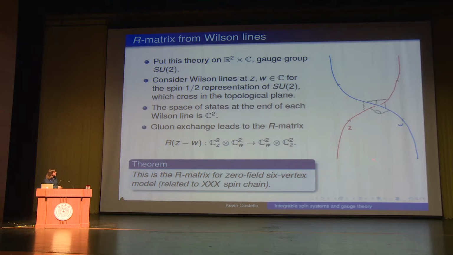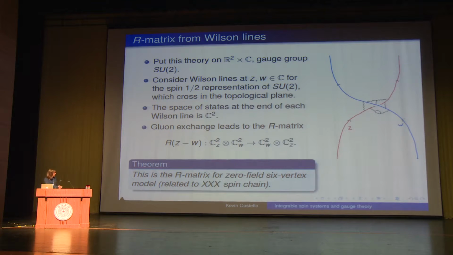Now, at the end of these Wilson lines, there is a space of states, which is just C2. And if I take a state at the end of a state here and a state here, and I bring them up, as they cross in the middle, these states exchange a bunch of gluons. And then they come off again, and I get some new states at the other end. So that way, with this exchange of gluons, it gives us a linear map from C2 tensor C2 to C2 tensor C2, which depends on a parameter Z minus W. It depends on the distance between these guys.